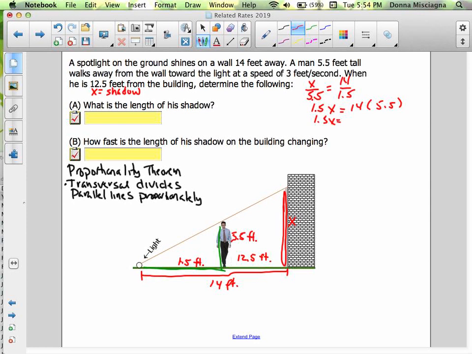So that's going to be a very nice 77, but not so nice when we divide it by 1.5. 51.3333 feet is what the man's shadow is.